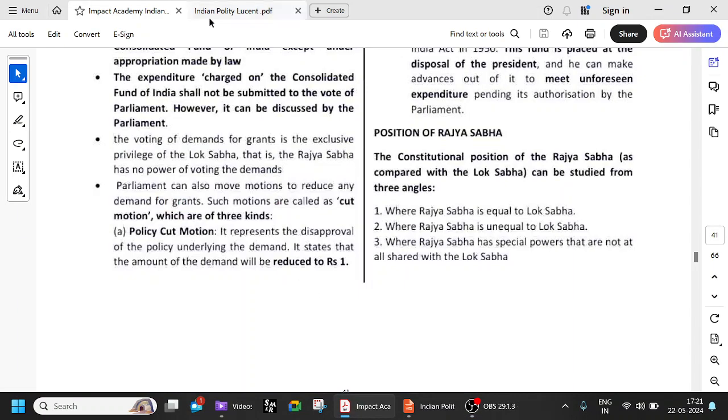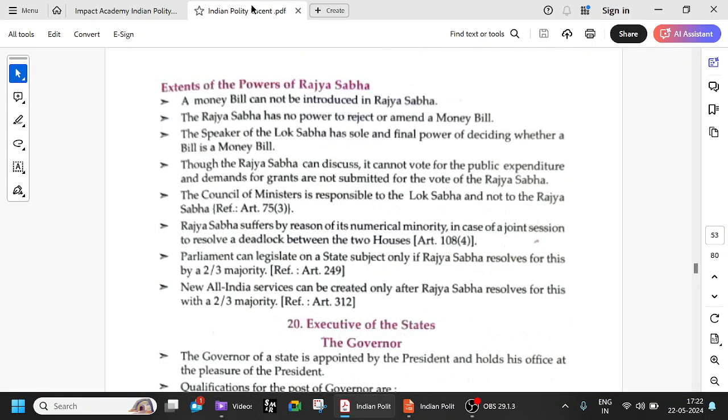So today let us continue with the Indian polity. So today let us look at the powers of Rajya Sabha.